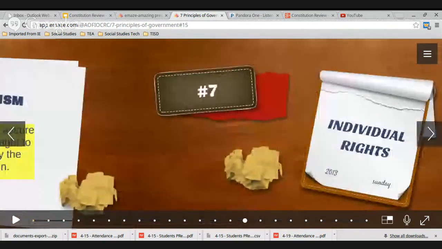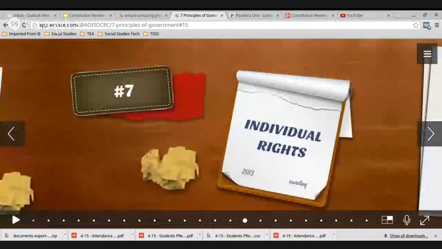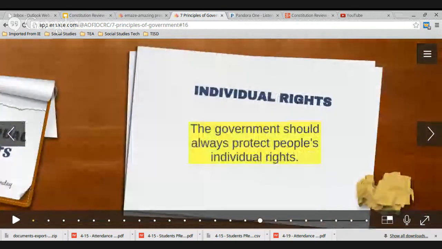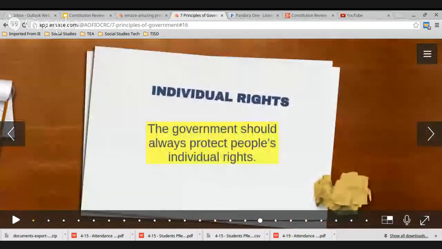And then number 7, you do have rights as people. You have individual rights. We are not going to make decisions based on society necessarily. We're going to make decisions based on the people. The government should always protect people's individual rights. Going back to John Locke, unalienable rights.